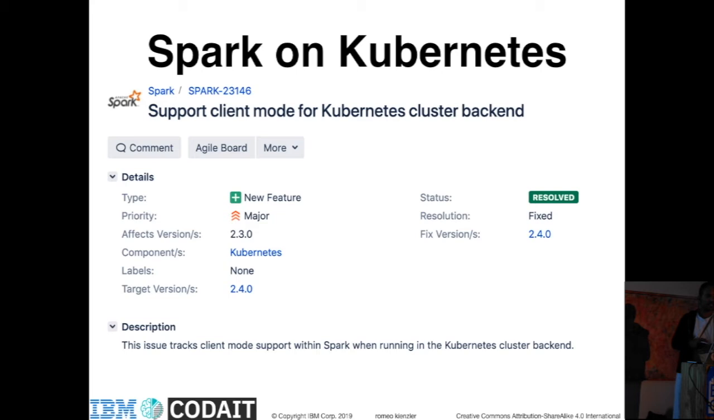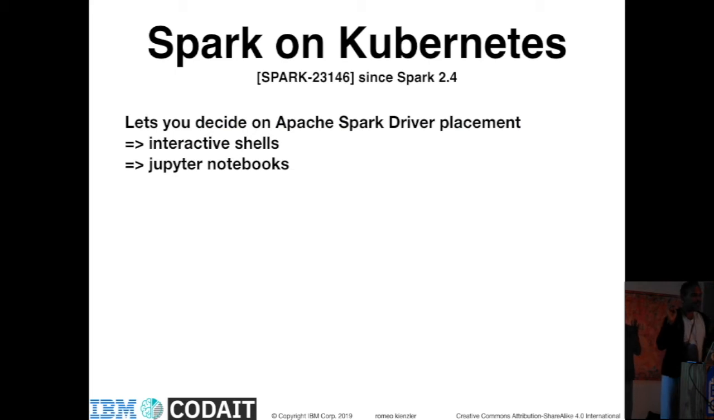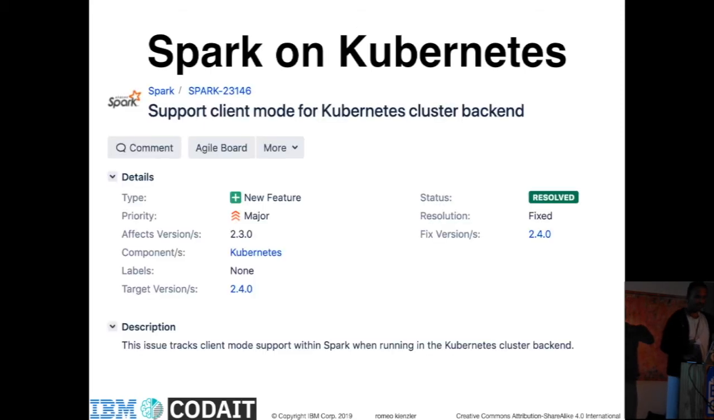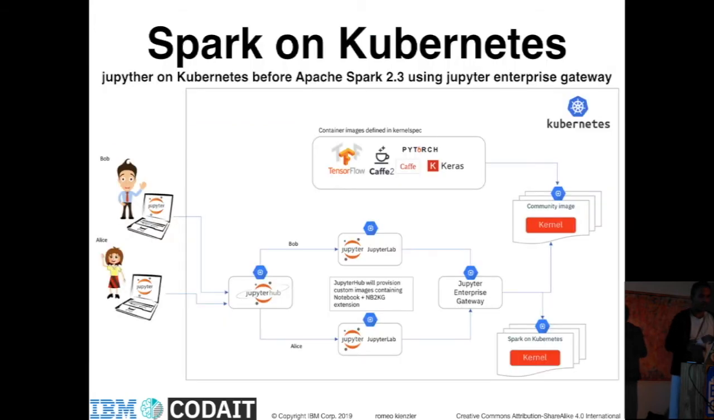So that's the way it was, but there's now another option since version 4. That's the client mode. The client mode actually allows that the Spark driver runs outside the Kubernetes cluster or in the pod you have defined, and that of course allows for interactive shells and Jupyter notebooks, so only the workers are then automatically provisioned, and that's the same behavior like we have in the Jupyter Enterprise Gateway.